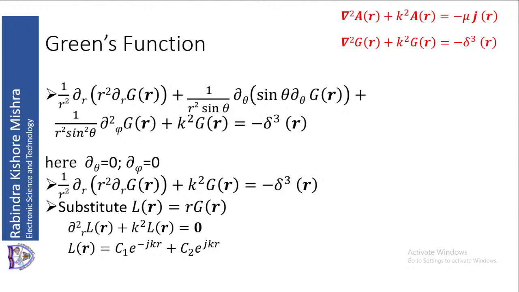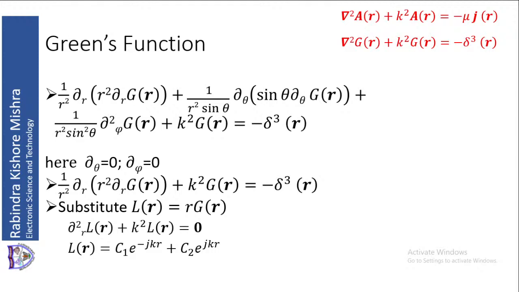Now if that is equal to 0, this is a simple differential equation. Its solution will be L(r) is equal to C1 exp(−jkr) plus C2 exp(jkr). C1 and C2 are constants which we have to find out.